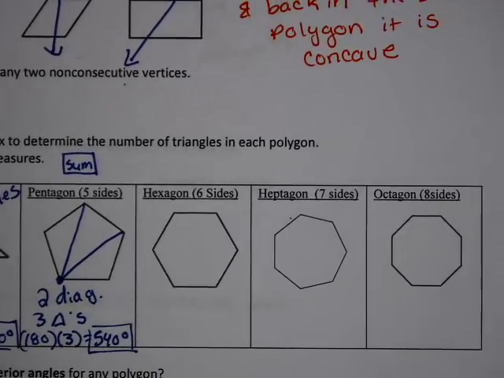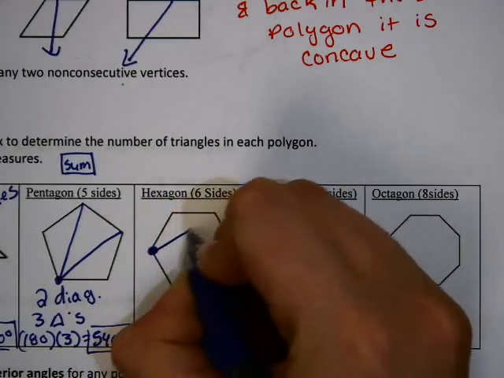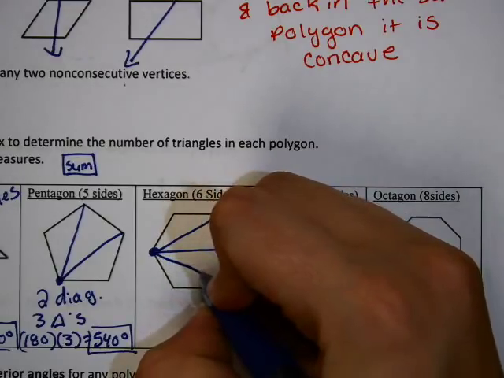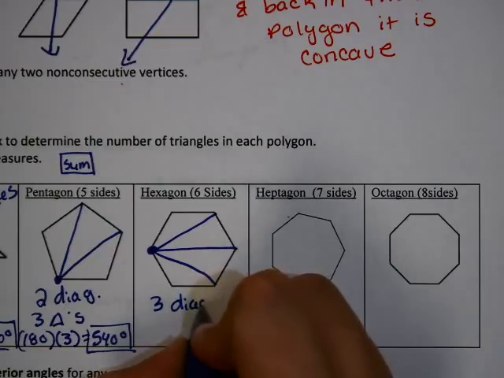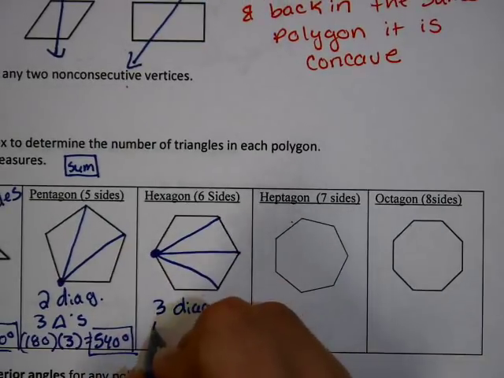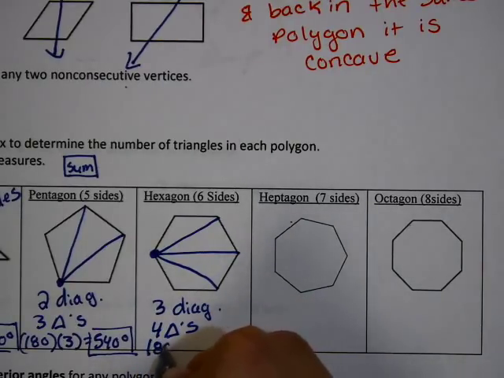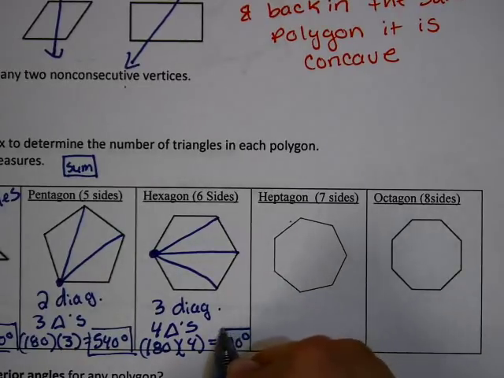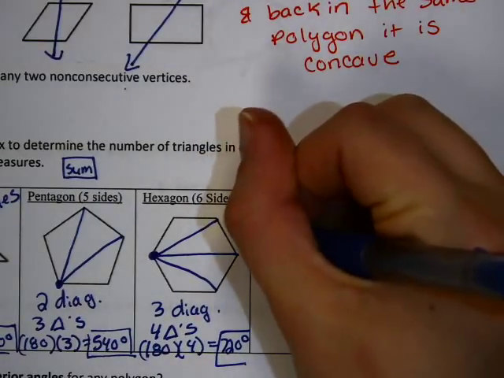All right, let's try the hexagon. So I'm going to start my vertex here. Really, you can start your vertex at any point. Now this one, I have 3 diagonals, but I have 4 triangles. And that gives me 180 times 4, which is 720. So 720 degrees. Right? By now you should be catching on to the pattern.